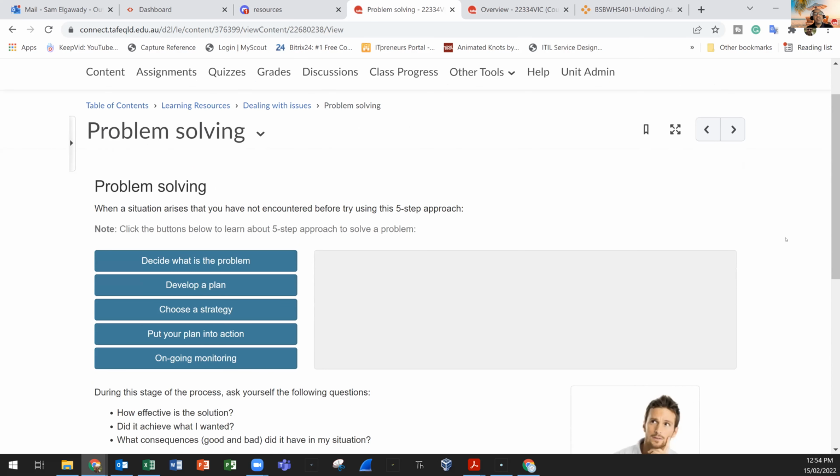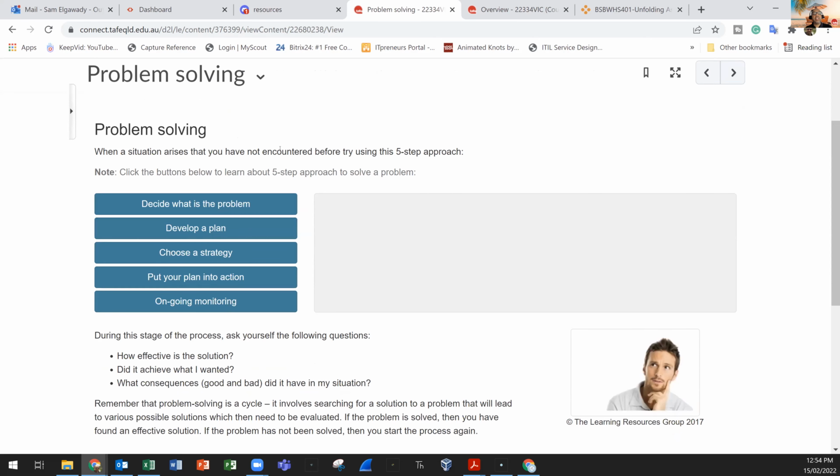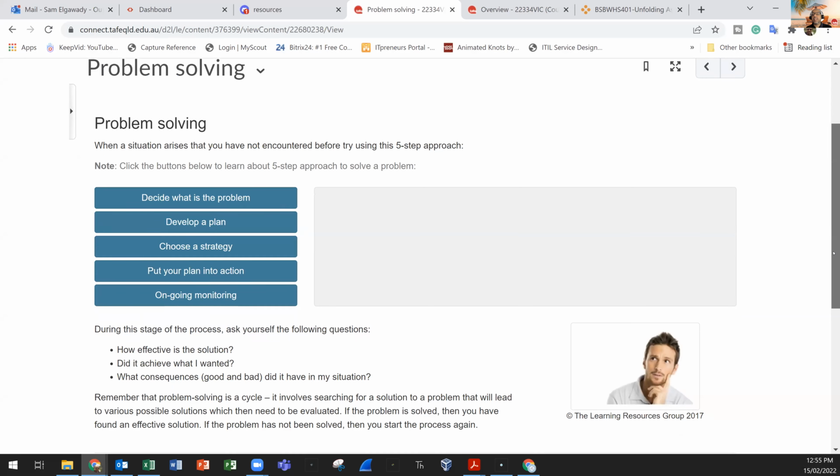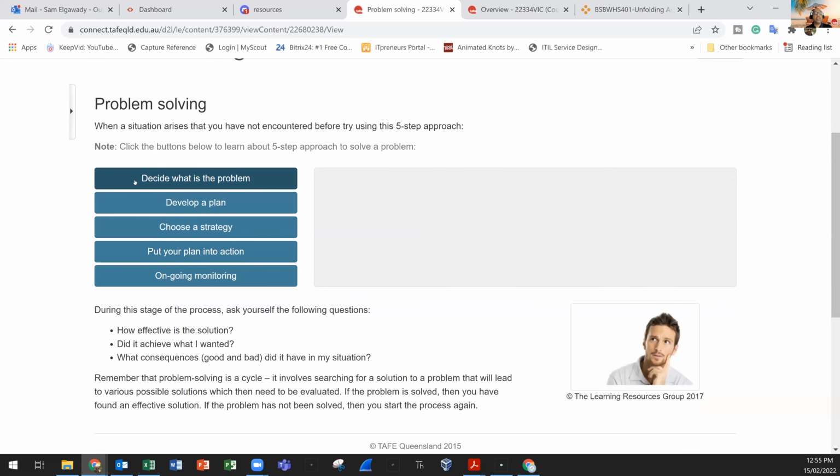When a situation arises that you have not encountered before, try using the 5-step approach. So here we are discussing the 5-step approach. Decide what is the problem, develop a plan, choose a strategy, put your plan into action, ongoing monitoring. So let's see each one. Decide what is the problem. What is it that you are trying to solve? I want to prevent fire hazard.